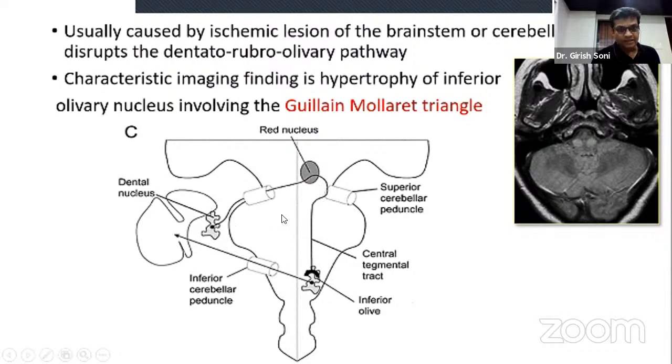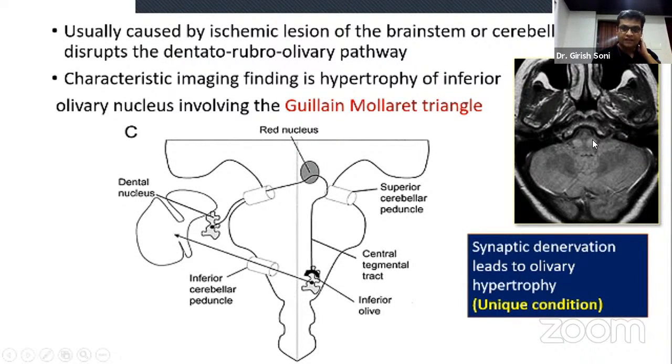If we find a lesion, it is called secondary palatal myoclonus. Many times it occurs without any structural lesion in the brainstem or cerebellum, and then it is called idiopathic, primary or essential palatal myoclonus. In many cases of palatal myoclonus, we get inferior olivary nucleus hypertrophy because of denervation.